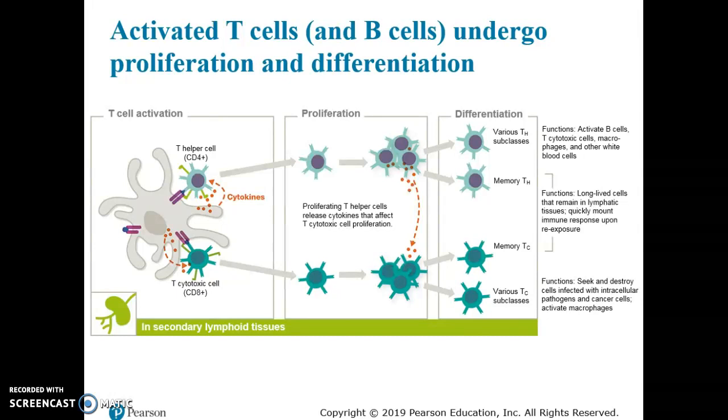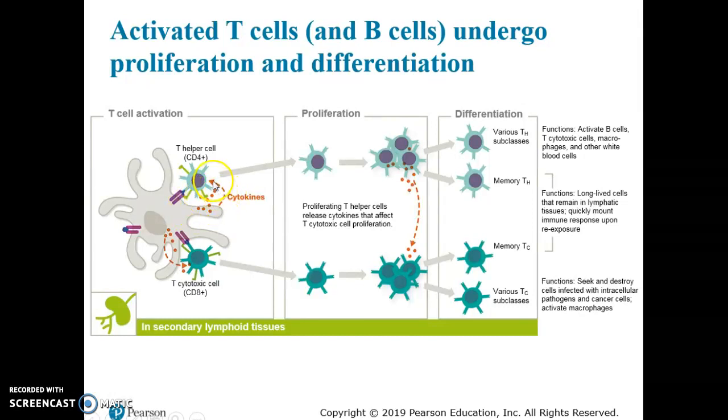All right, activated T cells and B cells, it's showing just T cells here, will undergo proliferation and differentiation. All right, the proliferation is just an increase in number. And here you have the interaction between the antigen presenting cell, its specific antigen, CD8 interacting with class 1 MHC here, and the T helper cell interacting with the MHC class 2 with its antigen and the CD4 co-receptor, and that produces cytokines.